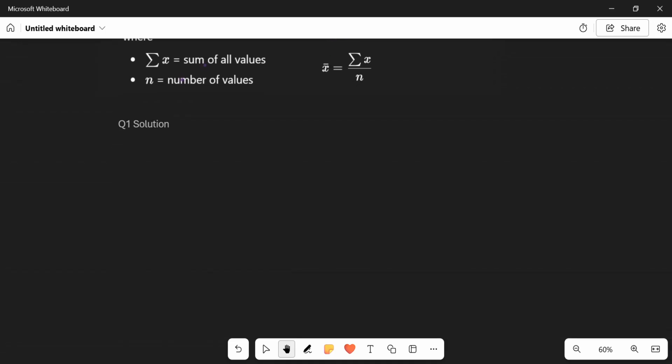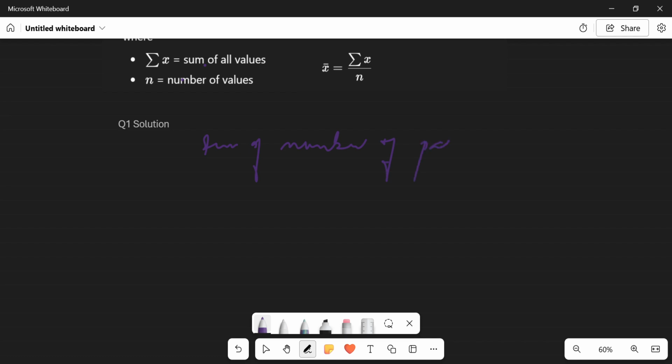We take the sum of the number of passengers, and divided by the number of coaches. The sum: there are 12 numbers given to you in the question.